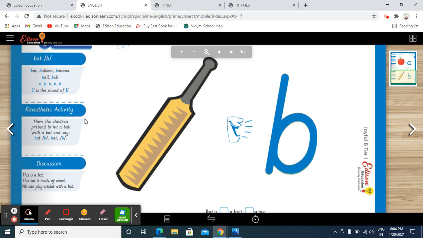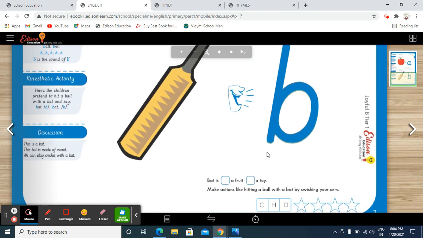Then we did the kinesthetic activity related to letter B, and today we discussed the bat. Beaver bat. Okay, here's a question for you. Children, look here. Is a bat a fruit or a toy? It is a toy. So you will tick over here.